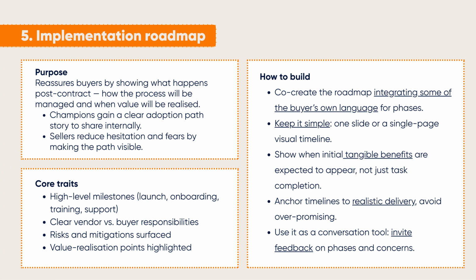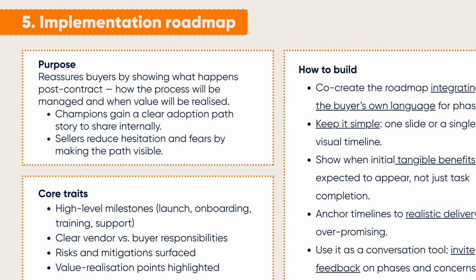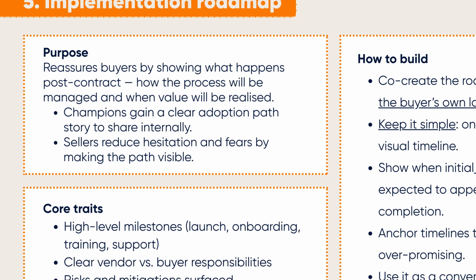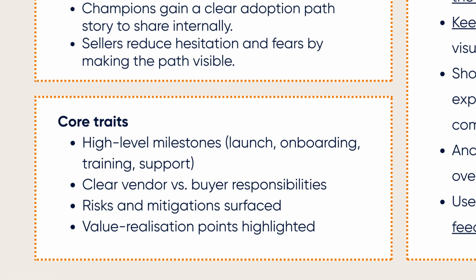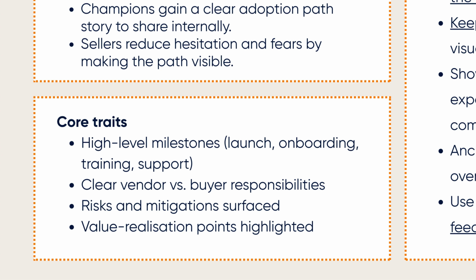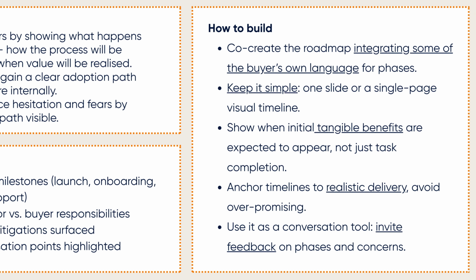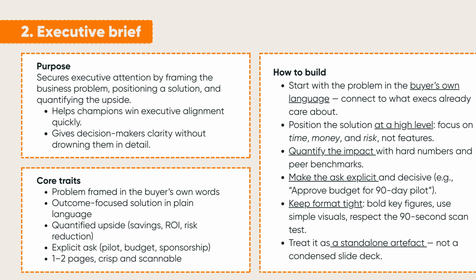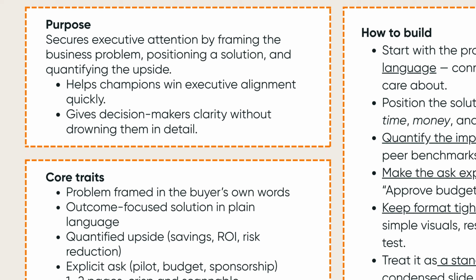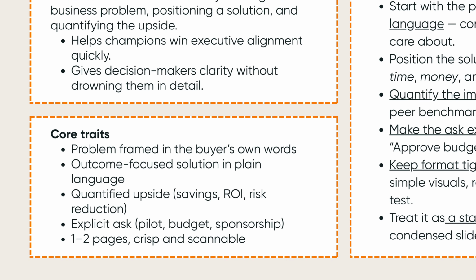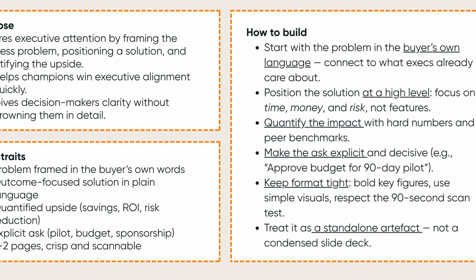From there, you create the smallest version that could be useful. It could be a single page showing 4 or 5 phases, the main buyer and vendor responsibilities, some of the key milestones, 2 or 3 risks, and the first points where the buyer should expect to see value. The same applies to other assets. A minimum viable executive brief might contain the problem in the buyer's own language, the intended outcome, a small number of quantified benefits, and the explicit decision or support required.